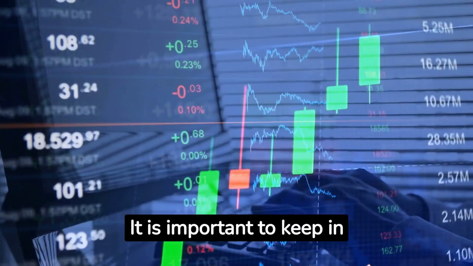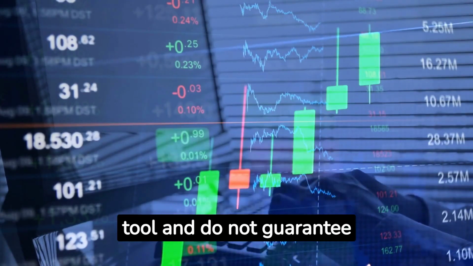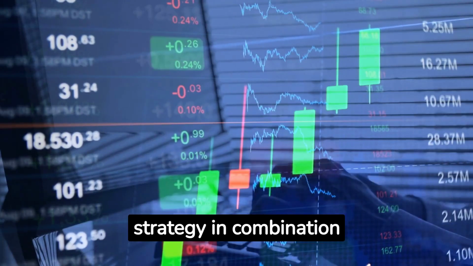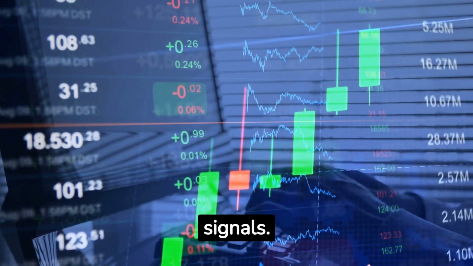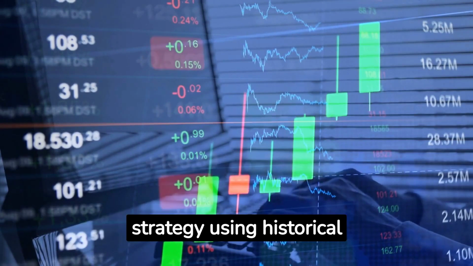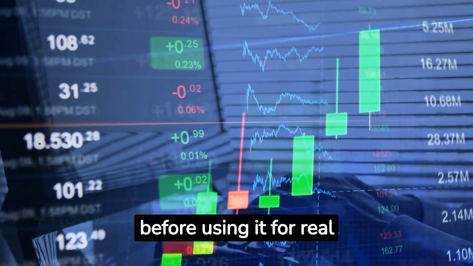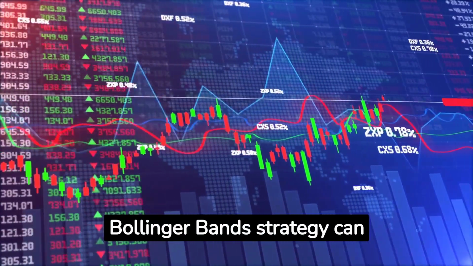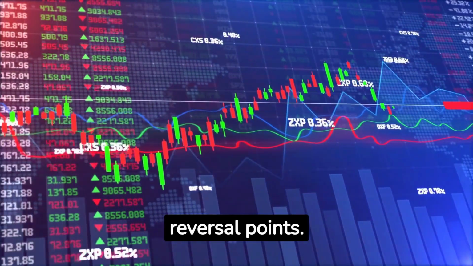It is important to keep in mind that Bollinger Bands are a technical analysis tool and do not guarantee sure results. It is crucial to use this strategy in combination with other analyses and tools to confirm trading signals. Furthermore, it is advisable to test and refine the strategy using historical data or a demo account, before using it for real money. In conclusion, the Bollinger Band strategy can be a useful tool for identifying potential price reversal points.